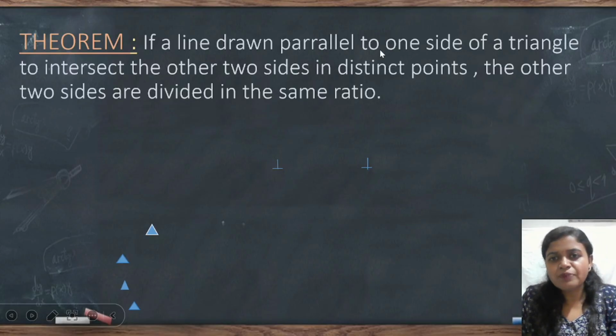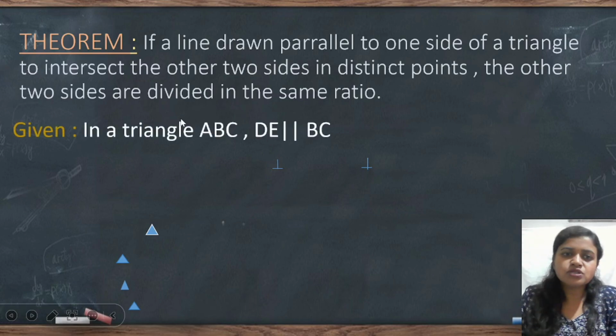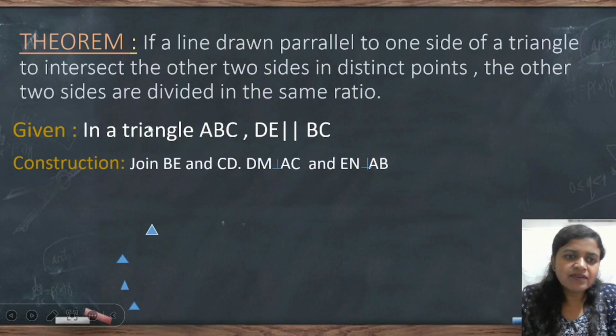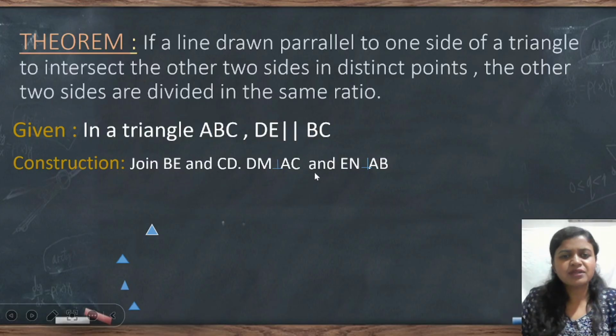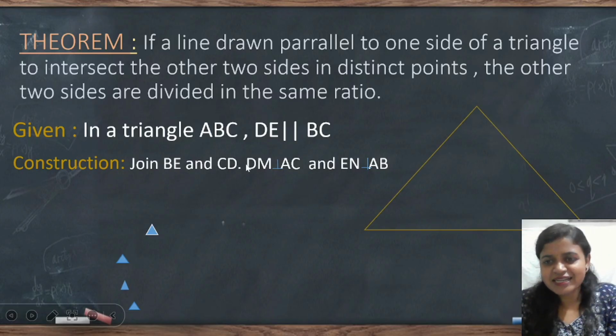If a line is drawn parallel to one side of a triangle to intersect the other two sides in distinct points, the other two sides are divided in the same ratio. Okay, so here given is that in a triangle ABC, DE is parallel to BC, and construction: join BE and CD, and DM perpendicular to AC and EN perpendicular to AB. So it is not clear to you, I think. So let us understand this picture.